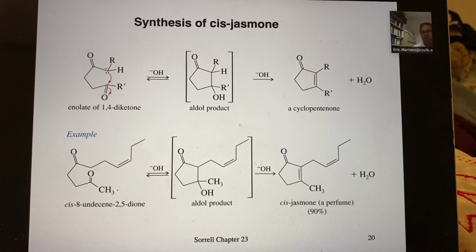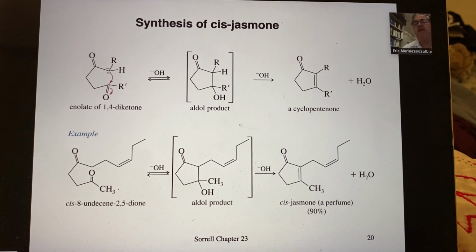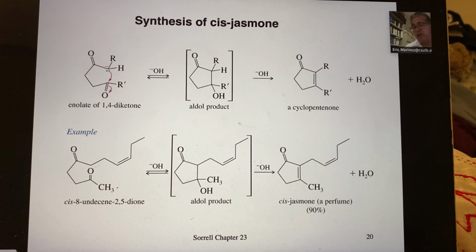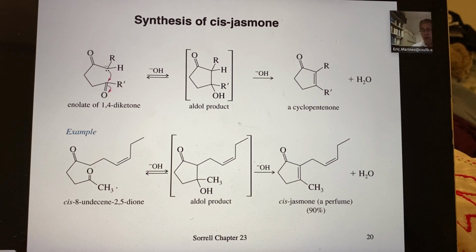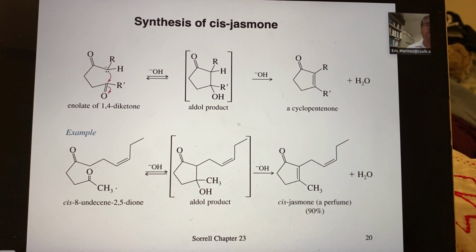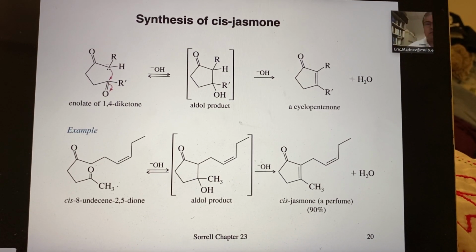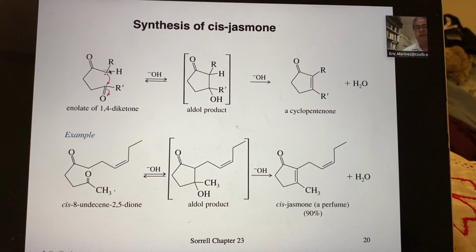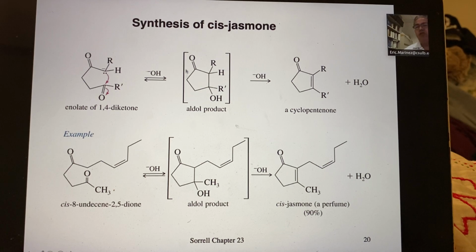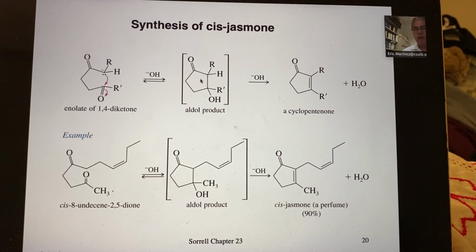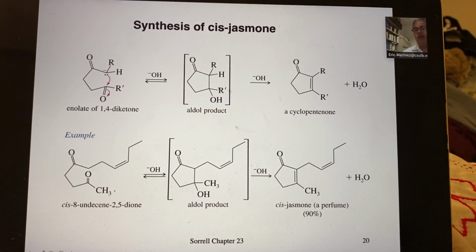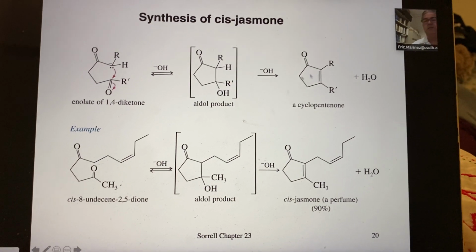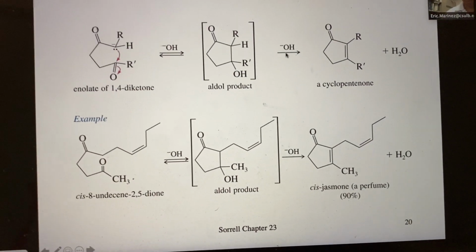Here's another example. This is an example of an intramolecular reaction to make an important commodity called cis-jasmone, which is the perfume found in jasmine. So what you're doing in general is any enolate that can form a 5-member ring is going to go to this aldol product, and because you're going to generate condensation, it goes directly to the alpha beta unsaturated system. Just like what we did previously.